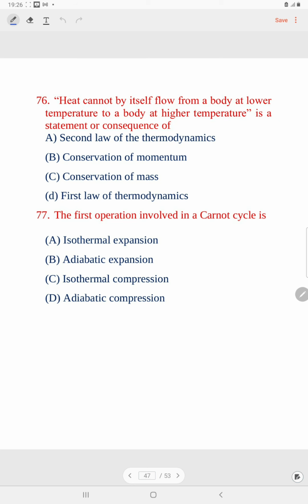Number 76. Heat cannot by itself flow from a body at a lower temperature to a body at a higher temperature is a statement or consequence of the second law of thermodynamics. Generally we know heat flows from higher temperature to lower temperature on its own. Nothing is required to make heat flow from higher to lower temperature. But if you want to make heat flow from lower to higher, some work has to be done. So it cannot happen that heat is going to flow from lower to higher. This is what is given in the second law of thermodynamics, students.